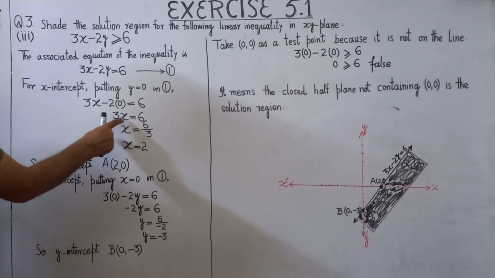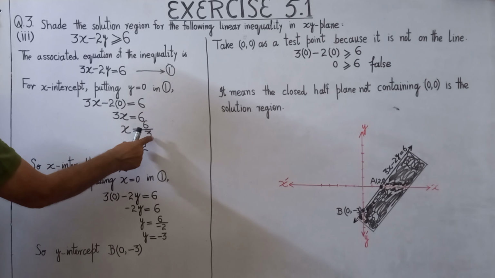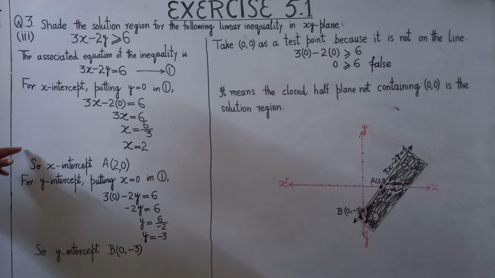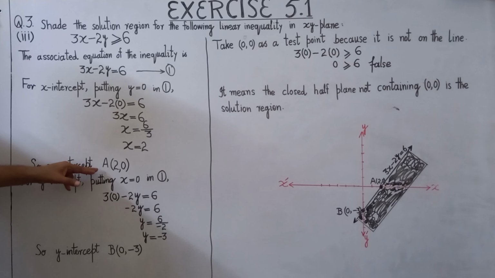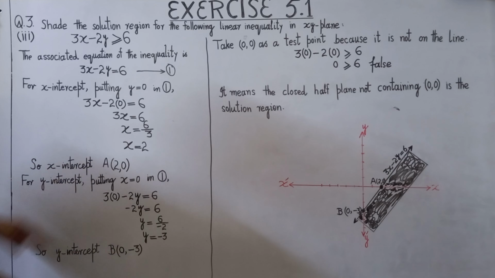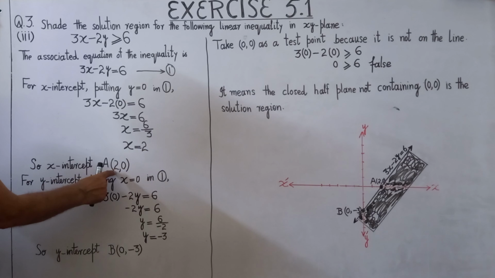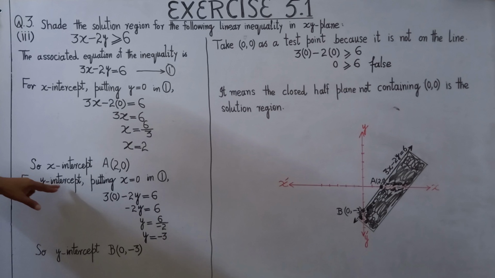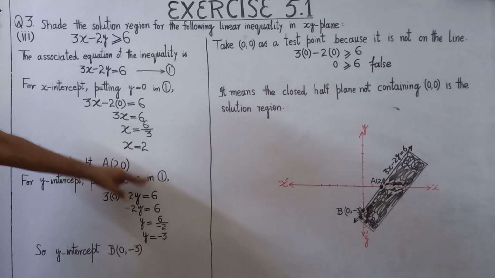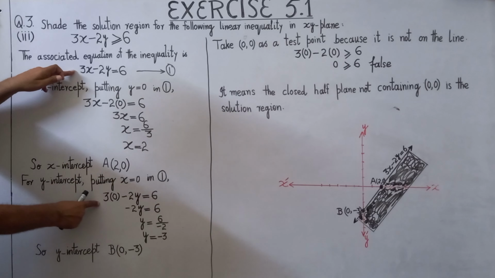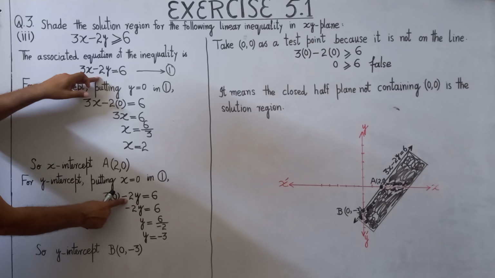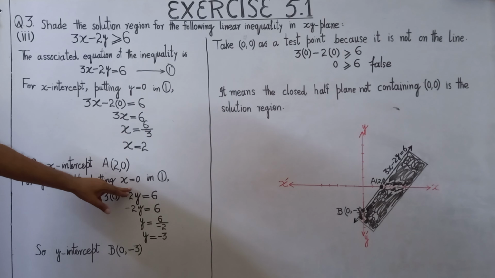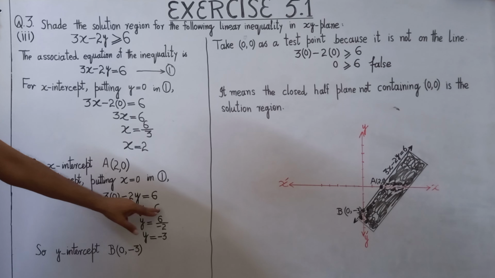Dividing both sides by 3, 3x over 3 is x. 6 over 3, 3 twos are 6, x is equal to 2. So x-intercept, that is point A, has coordinates: first write x coordinate 2, then write y coordinate 0. For y-intercept, putting x equal to 0 in equation 1. 3 into 0 minus 2y is equal to 6. 3 zeros are 0. 0 minus 2y is minus 2y, equal to 6.